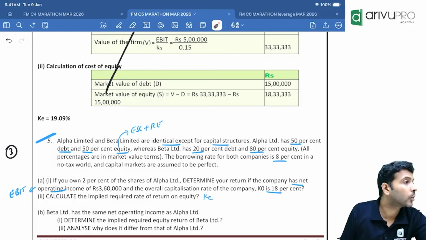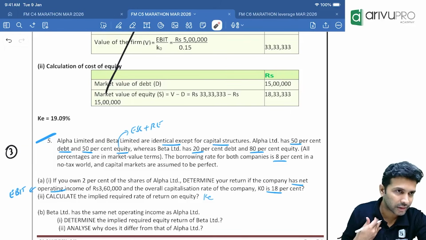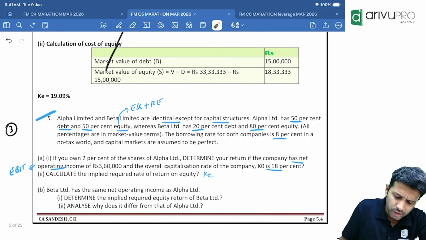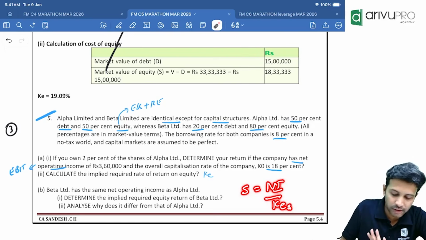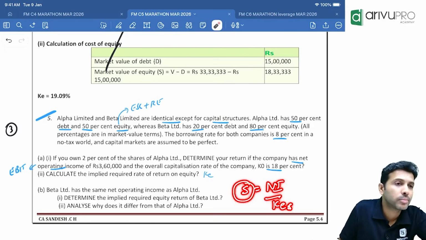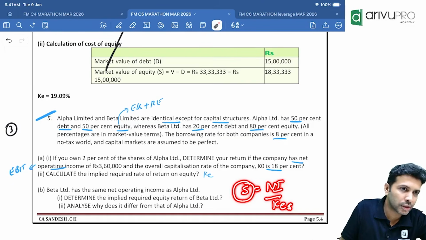Yes sir. The third one is what? What is S? How do you get S? EAT divided by cost of equity. Cost of equity we need to find. But hang on, S is equal to basically what? EAT or net income divided by cost of equity. Agreed? This is how you get the market value of equity. S you already know, because if you know the value of the firm, 50% of the value of the firm is equity for Alpha.